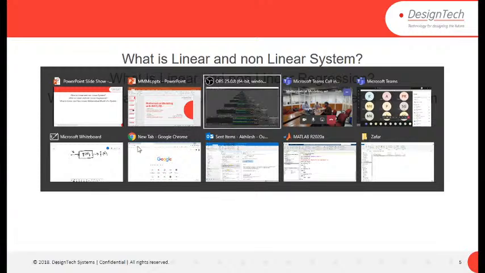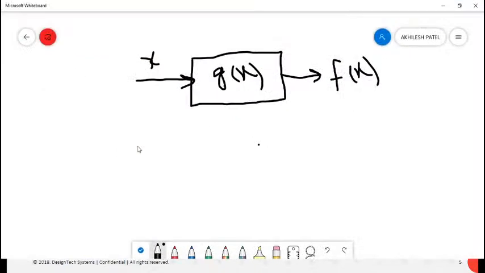So first of all, let me show you one simple way to explain what a system is. Let's say that this is a system. Transfer function is, let's say, G(x). We are giving some input to this system and we are getting the output. So what is a linear system? If your system is totally dependent on the input which you are giving, then it is called a linear system.